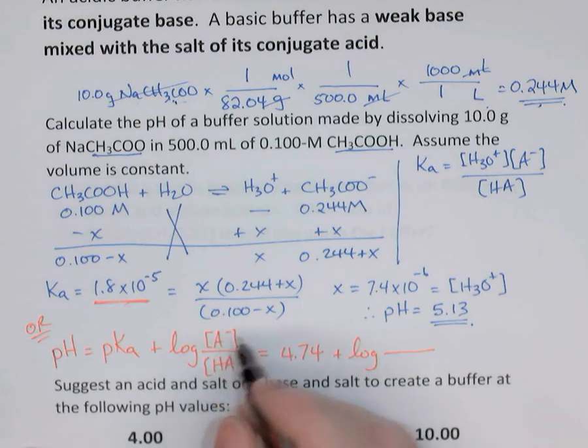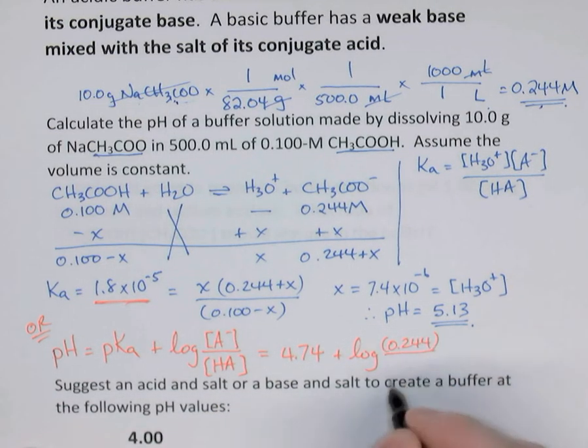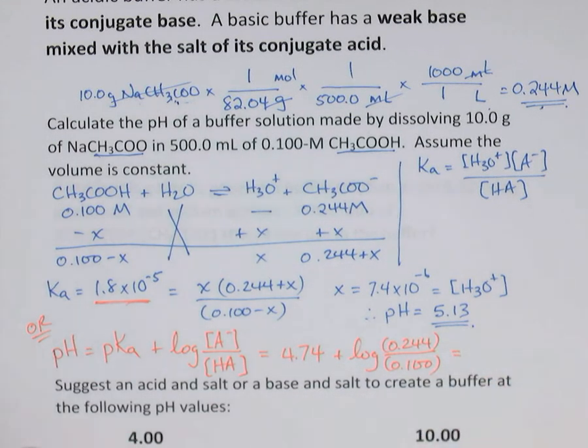plus the logarithm of the base concentration, which was 0.244, over the acid concentration, which is 0.100. And when we evaluate this, 4.74 plus the log of 0.244 over 0.1, we get 5.13 as our answer. So there's two ways to find the pH of the buffer solution.